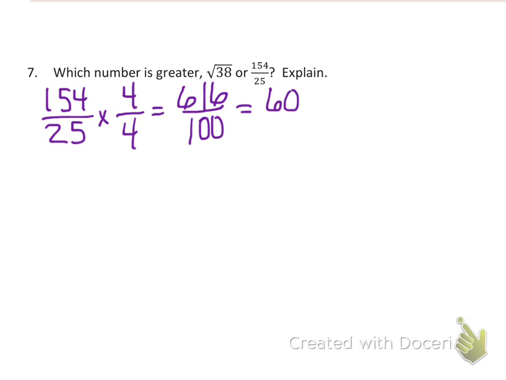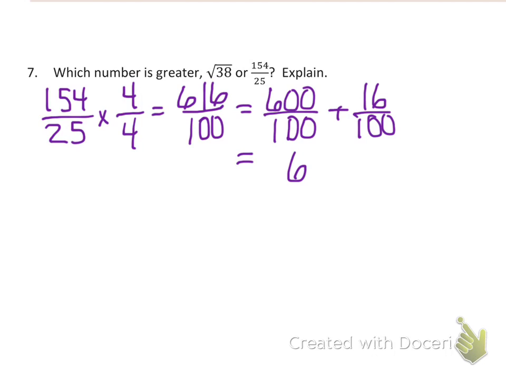Because I've got 600, I could think of it this way: 600 hundredths plus 16 hundredths. All right, so I've got 6 and 16 hundredths. You can write the number just like that, reading it like that. 6 and 16 hundredths. Or I could think of this as 616 divided by 10 squared. So I'd be moving the decimal place 2 places when I do that division. All right, so this is 6.16.